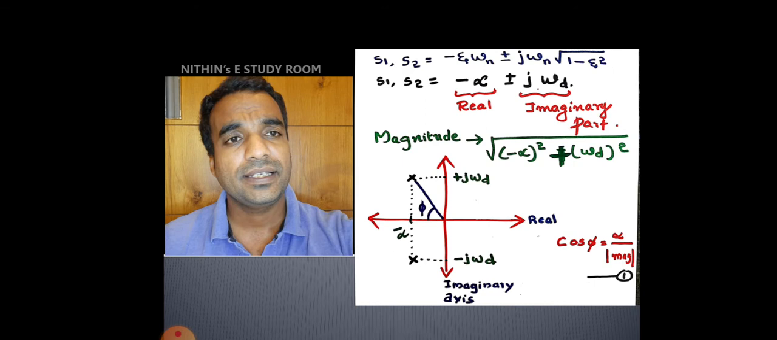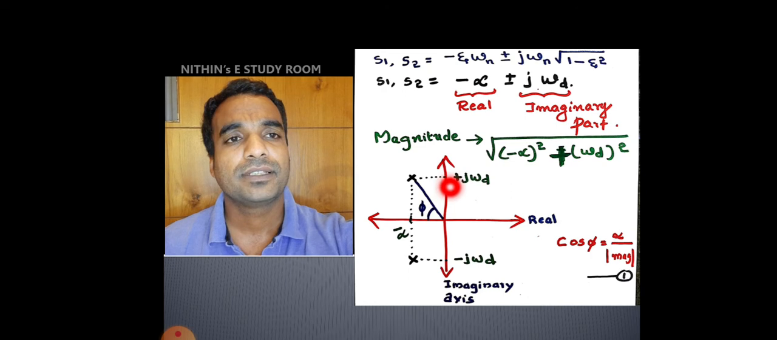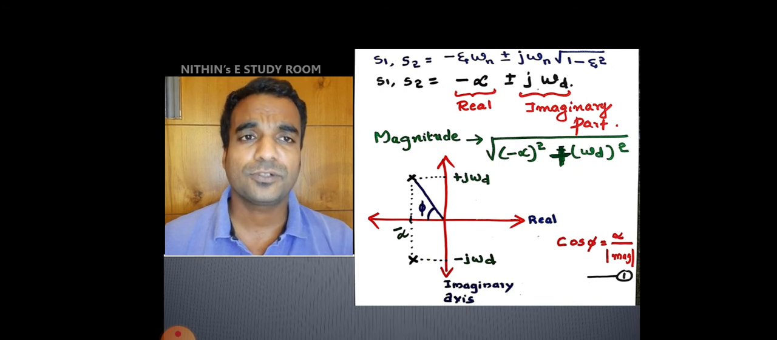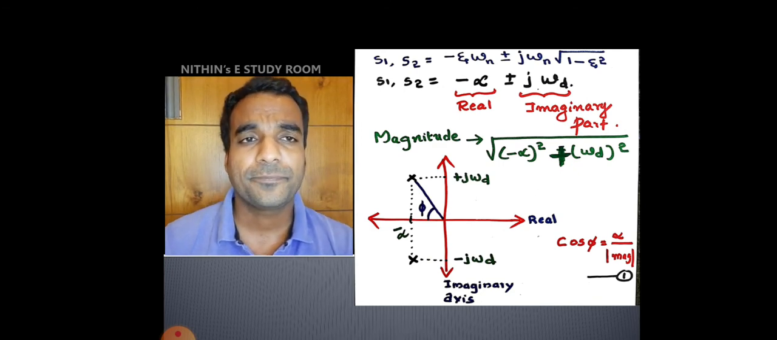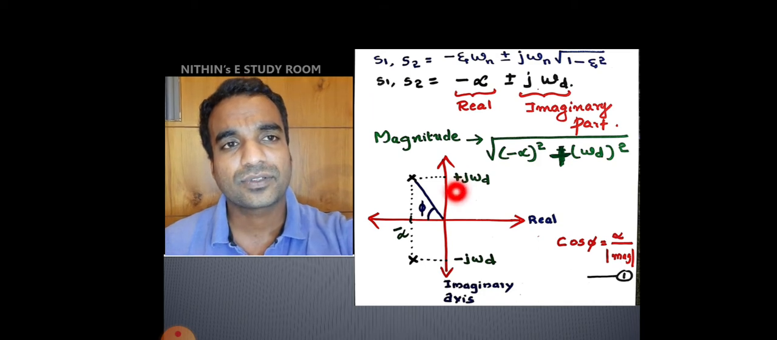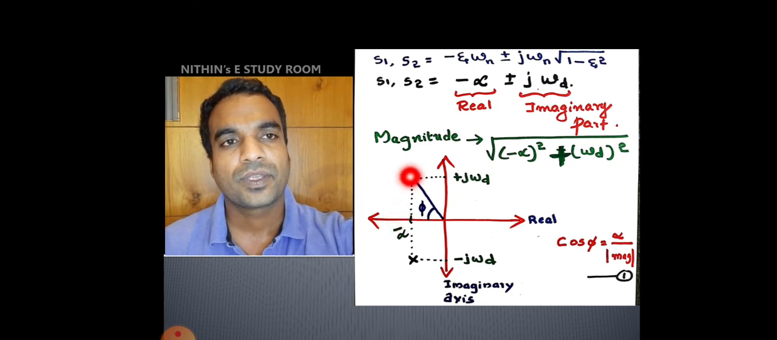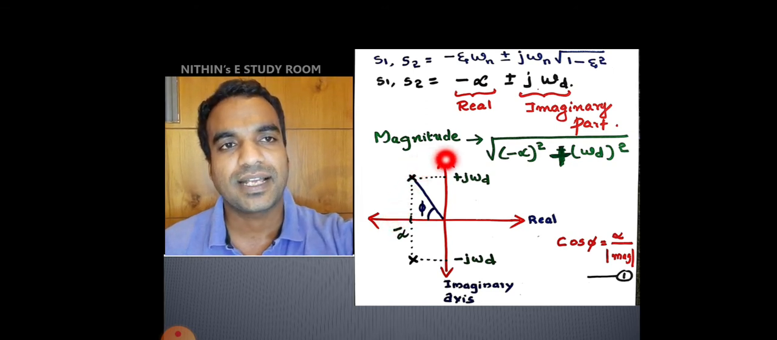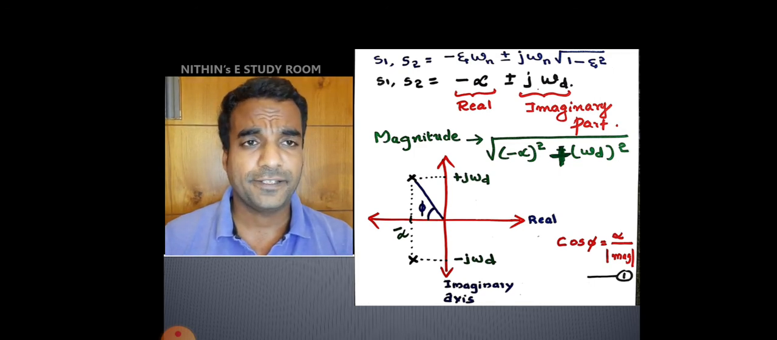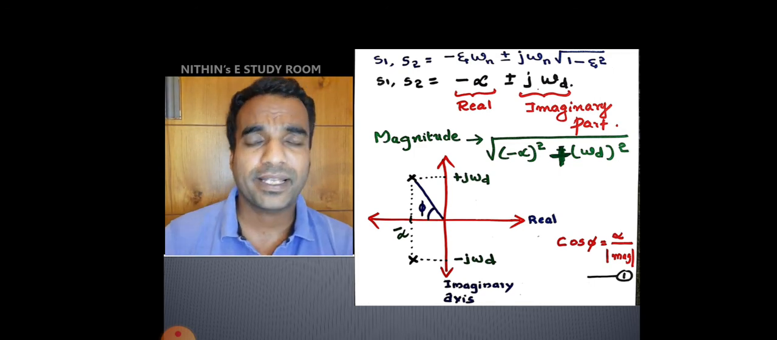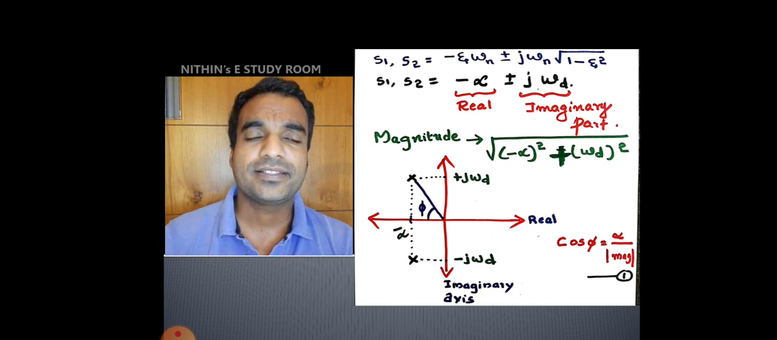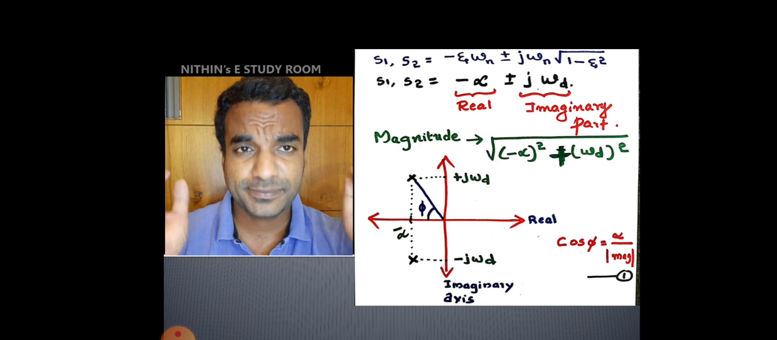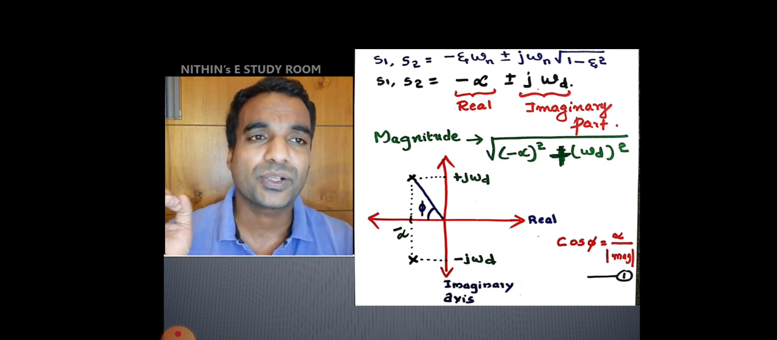In that case, we know that if phi is equal to 90 degrees, then S1 and S2 will be on the imaginary axis. If phi is equal to 0, then S1 and S2 will be on the real axis. What happens if phi is equal to 0 in this figure? This pole will move towards this axis, so phi will be 0. If phi is equal to 90, this pole will move towards this axis. So when will phi become 90? Cos phi is equal to eta. Please learn it by heart. Cos phi is equal to eta.